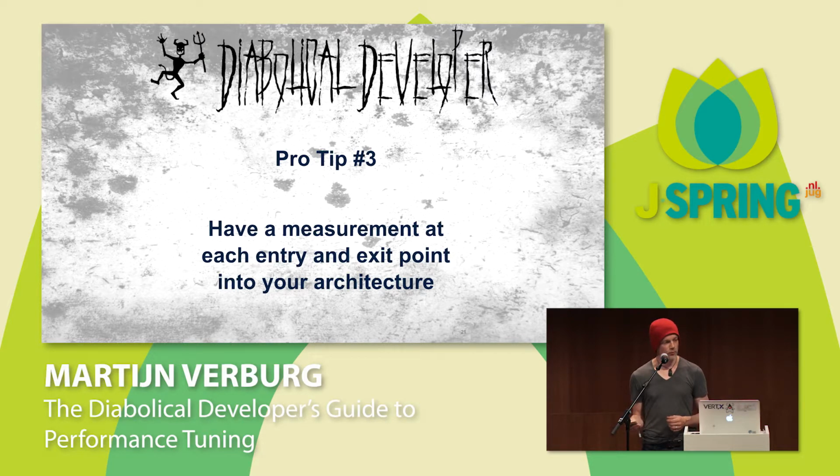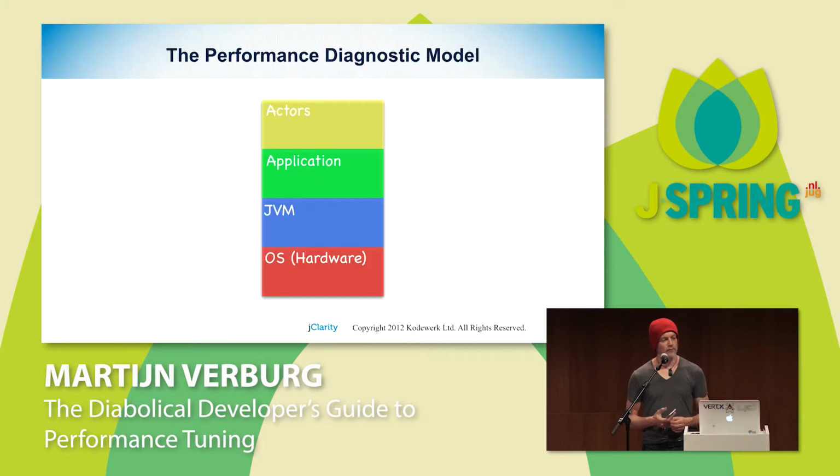And now I'll get on to the important stuff. The performance diagnostic model. And it's this simple. You have actors, which are either human beings or other systems, pushing down on your application, so web requests coming in, JMS messages coming in, UDP or TCP packets coming in, that sort of thing. Your application code then executes and it pushes on the JVM, right? Garbage collection, just-in-time compilation, calls out to native libraries, I/O calls, that sort of thing.